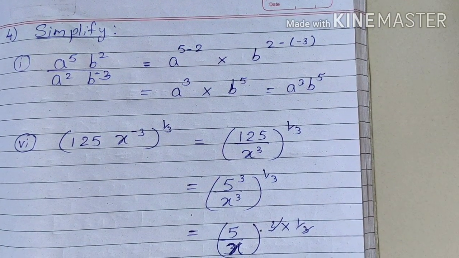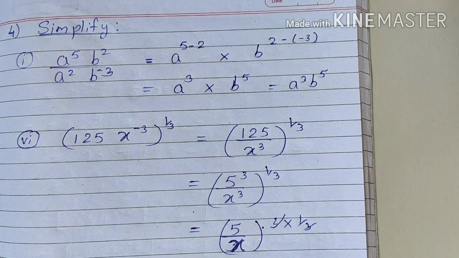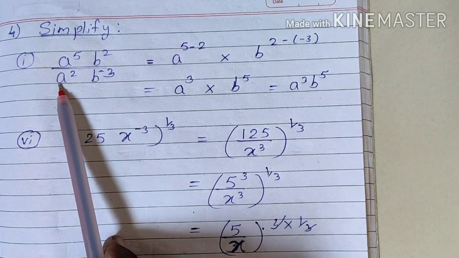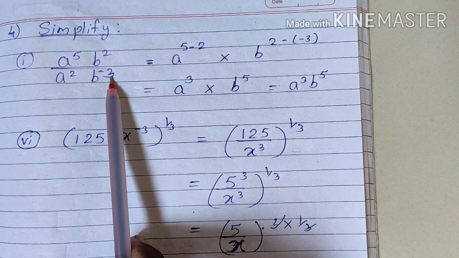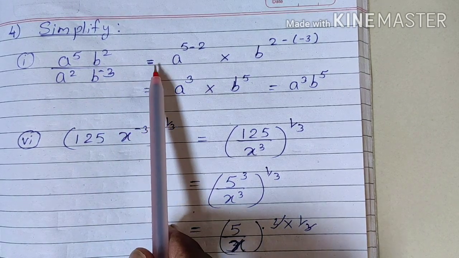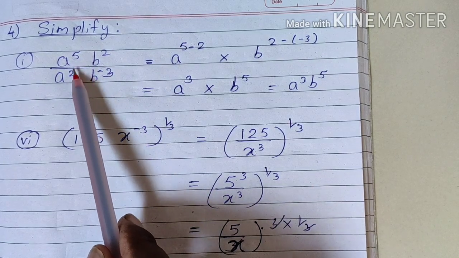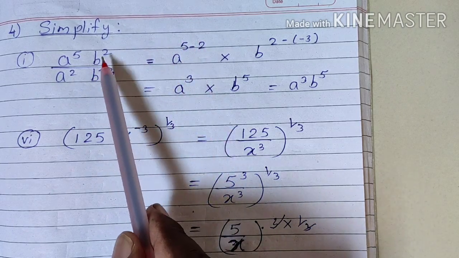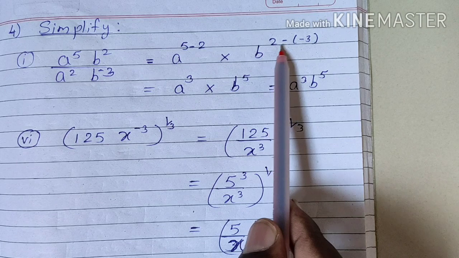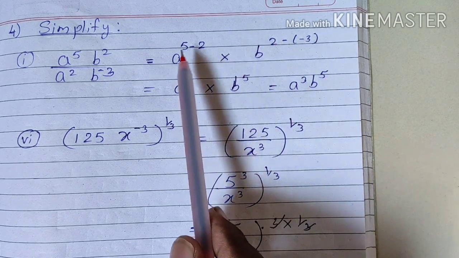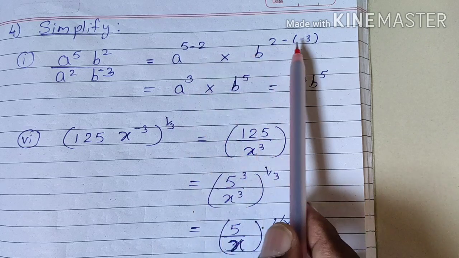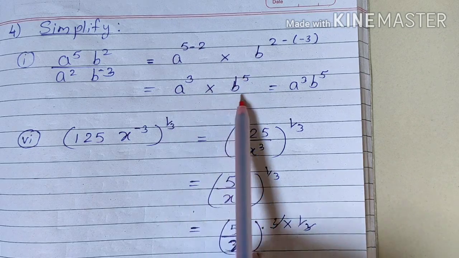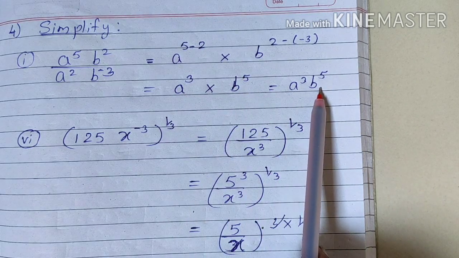Next is our fourth question. Simplify. A raised to 5 b raised to 2 upon a square b raised to minus 3, which is equals to, see, bases are equal but they are in division, so what we will do? Subtraction of their powers. 5 minus 2, 3. 2 minus of minus 3, minus minus plus 3. So 3 plus 2 becomes 5. And the final answer a cube b raised to 5.